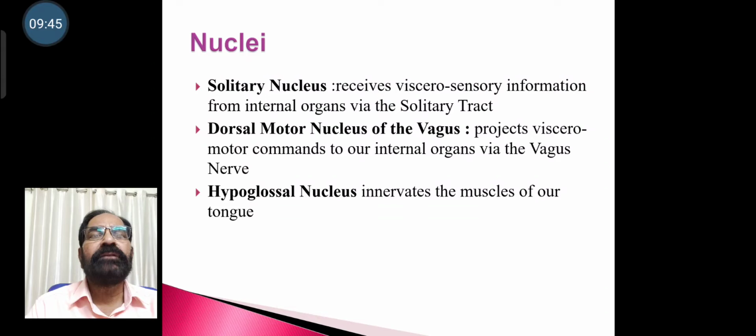Then coming to nuclei which are present here, the solitary nucleus receives viscerosensory information from the internal organs via the solitary tract. Then we have the dorsal motor nucleus of the vagus, which projects visceromotor commands to our internal organs via the vagus nerve. And we have already seen that there was the hypoglossal nucleus that innervates the muscles of the tongue.